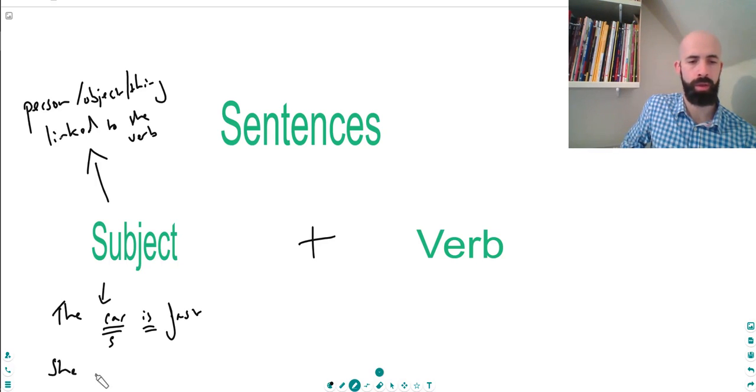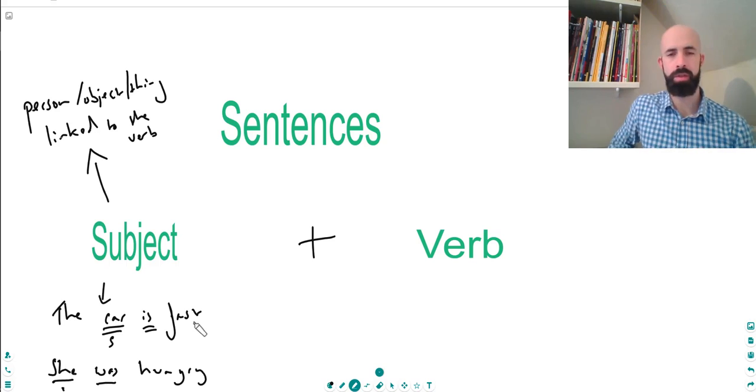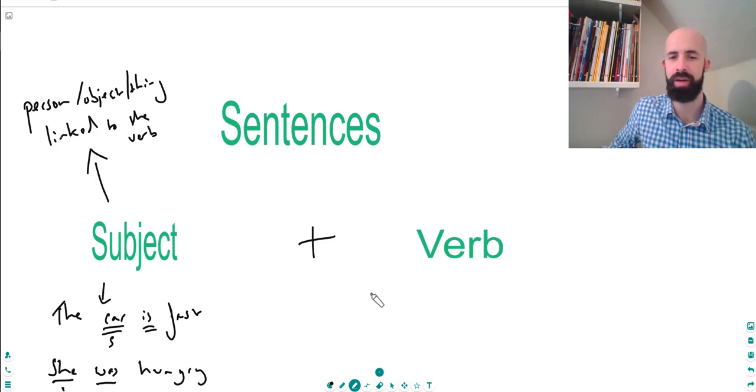She was hungry. Got the verb to be again here, this time in the past tense. Was as the verb, and here she is going to be the subject because she is attached directly to the verb. And this is a really good way of defining what is and what isn't a sentence. Okay, and so this is a really nice way of defining what is and what isn't a sentence. So let me give you some examples here, and hopefully this will clarify exactly what I mean.